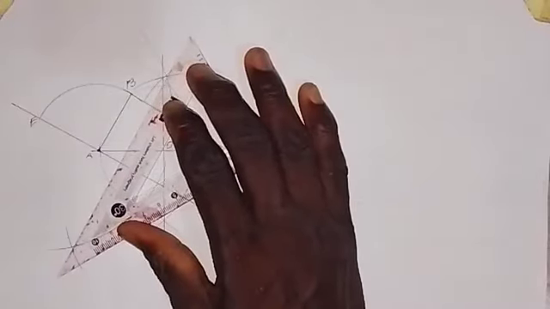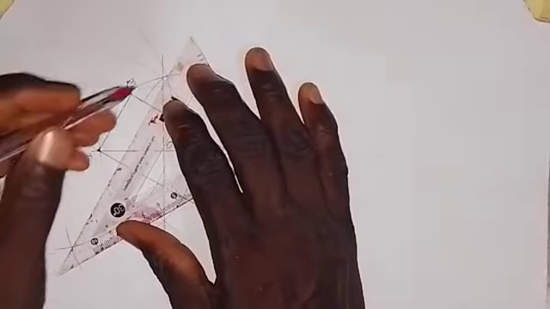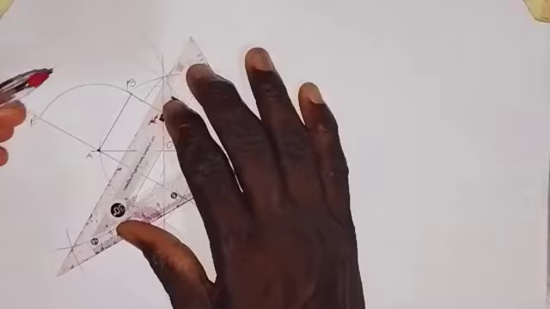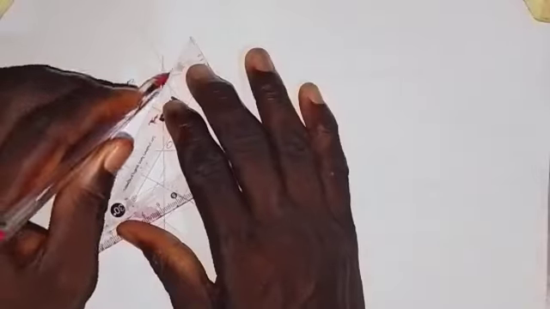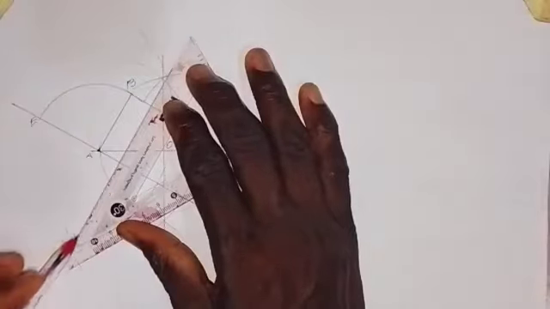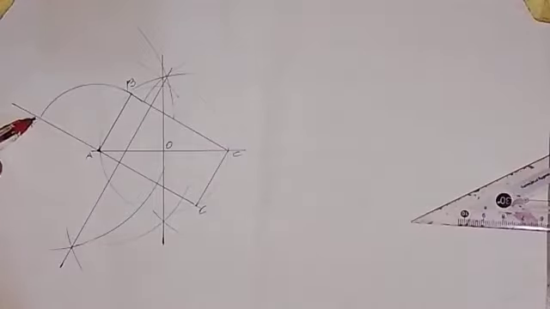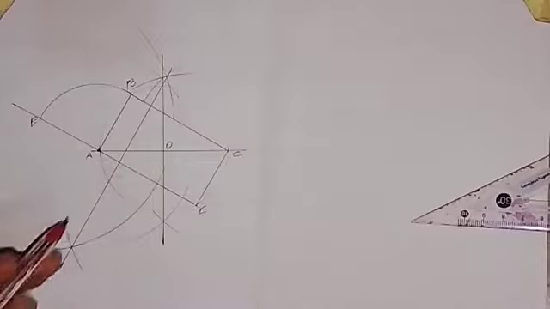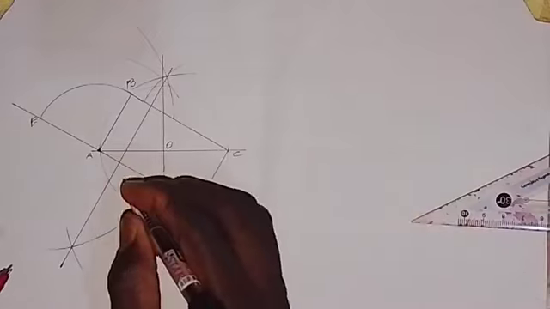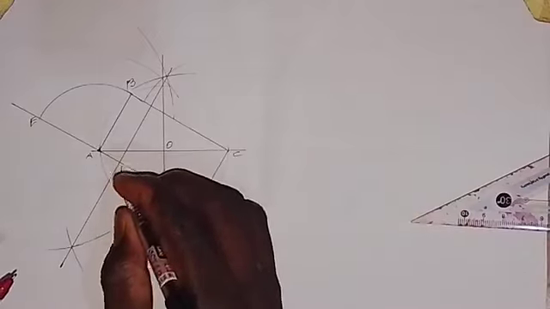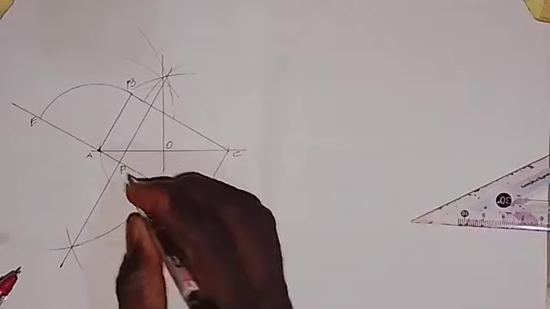So let's set the ruler like this. Join the point of intersection of the arcs together. So draw it like this. So this is the bisector of CE. What are we to do with this? So this point now, I'm going to call it point P.